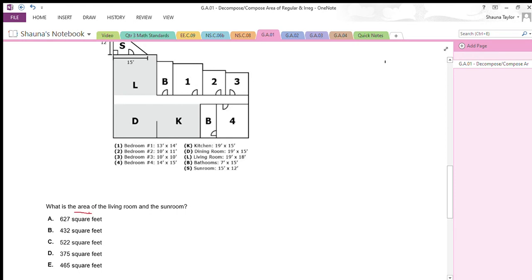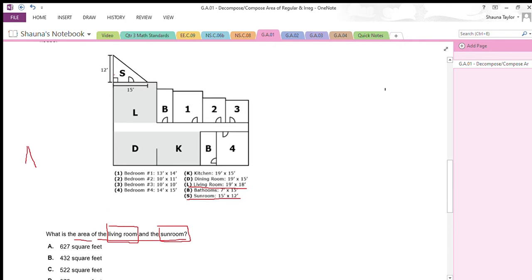So I'm doing the area of the living room and the sunroom. That's all they want me to look at. So I'm going to look at this. 1, 2, 3, 4, they all say bedroom. K is kitchen. D is dining room. L, oh look, there it is, L is living room, 19 times 18. Bathroom. Oh, there's the sunroom, 15 times 12. So if you remember the formula, and these look like all rectangles.